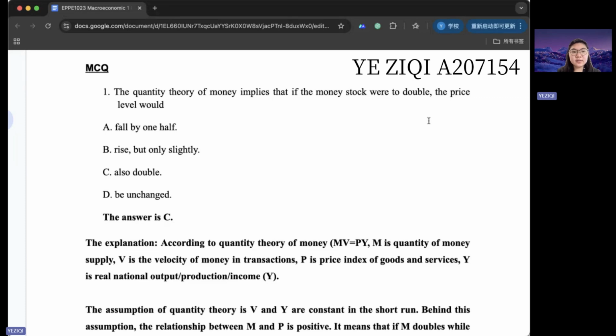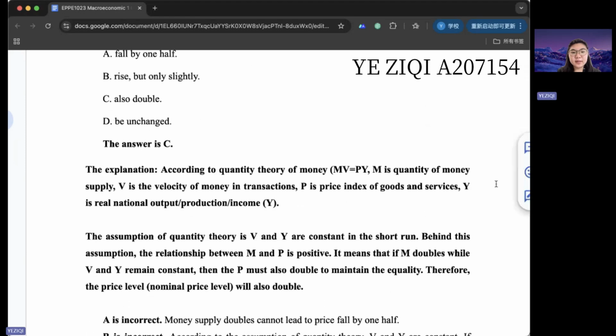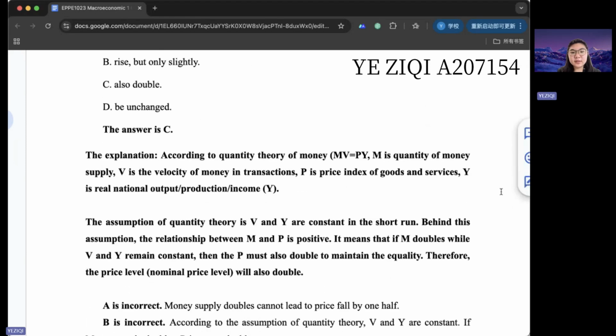So the first question is: the quantity theory of money implies that if money supply were to double, the price level would... the answer is C, also double.